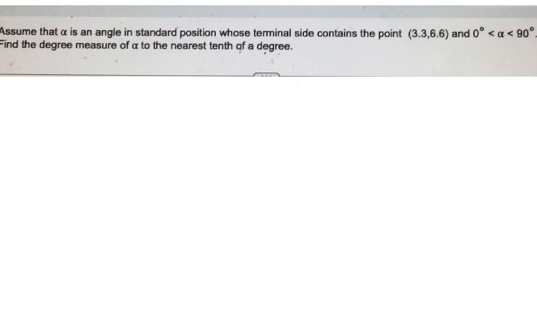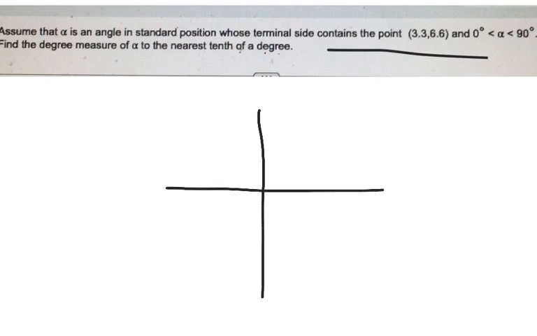Okay, this one's kind of similar to number 4 that we worked out earlier. It says assume that alpha is an angle in the standard position whose terminal side is the point (3.3, 6.6). So because both of those are positive, that means I'm going to be in the first quadrant. For the point (3.3, 6.6), I go right 3.3, I go up 6.6. That's going to put me somewhere up here in the first quadrant.